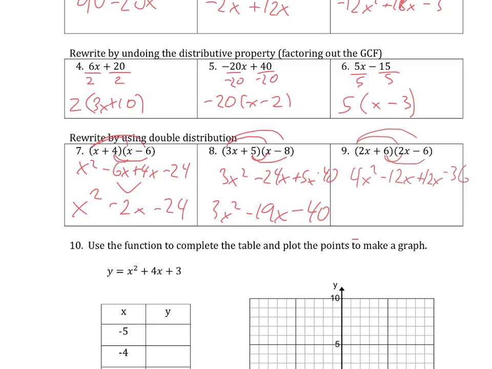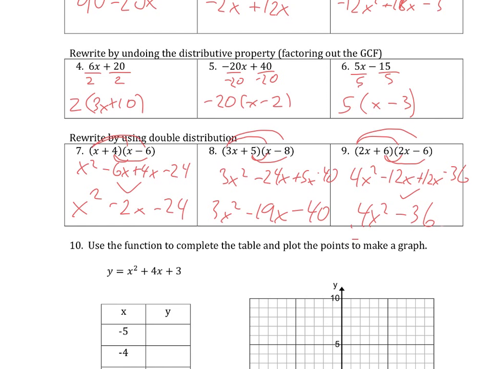So what I've been hinting at is that those two middle numbers are opposites of each other because of the way the problem was created. And so they cancel themselves out, giving you basically 0x, so I'm not even going to write it. And we just bring down the minus 36. So the final answer is 4x squared minus 36, and you're done.